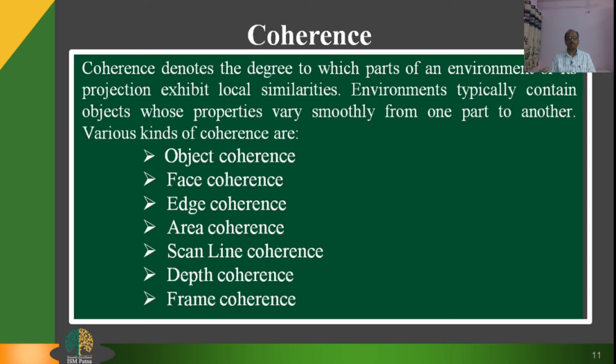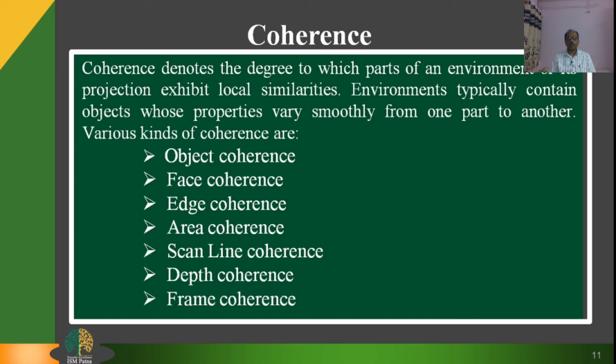The one that is known as implied edge coherence: if one planar face penetrates another, their line of intersection, which is popularly known as the implied edge, can be determined from two points of intersection. The next one is scan line coherence. The set of visible object spans determined for one scan line of an image typically differs little from the set of the previous line.